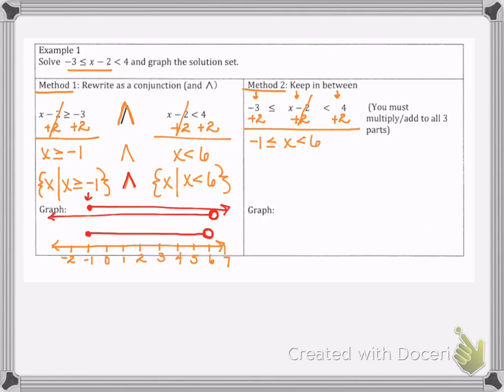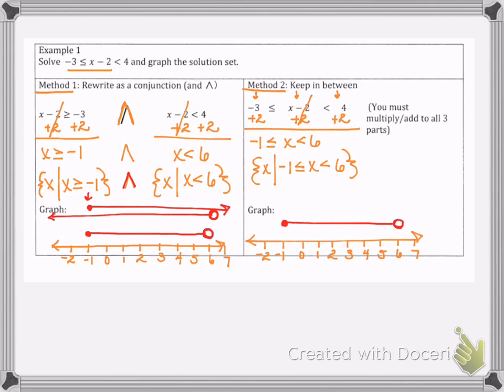And if you notice, we're getting the same solution set here that I did on the left with method 1, but my solution set is all one piece and not the two separate solution sets that I had before. And then again, my graph is going to be the same graph. So there's just a repeat of the graph of the solution set of negative 1 is less than or equal to x is less than 6.